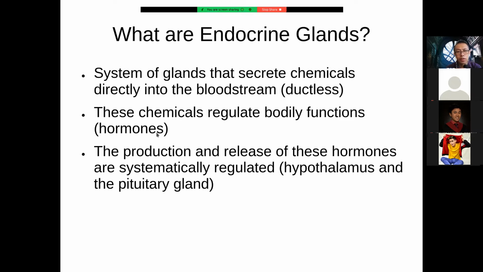Now, even the secretion of these hormones by those endocrine glands will also have to be directed by a controller organ located in the brain, which are your hypothalamus and the pituitary glands.